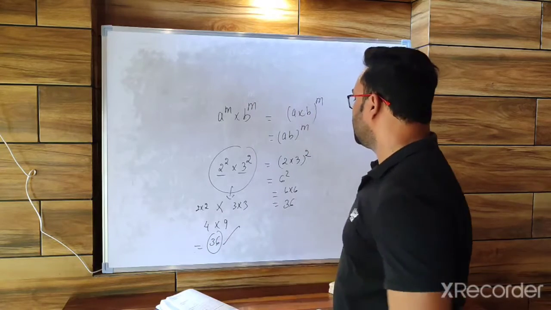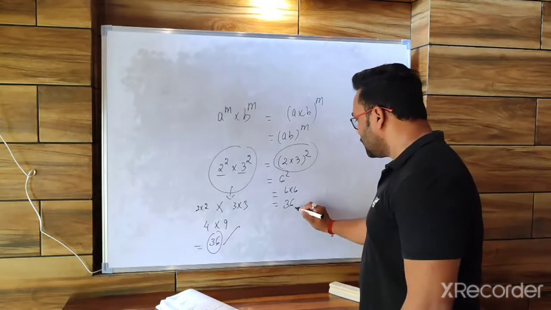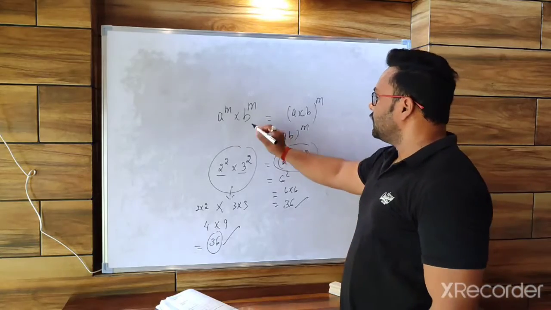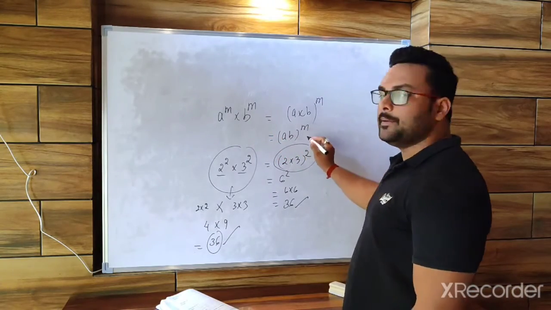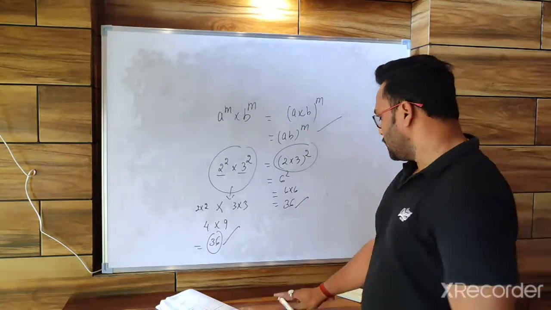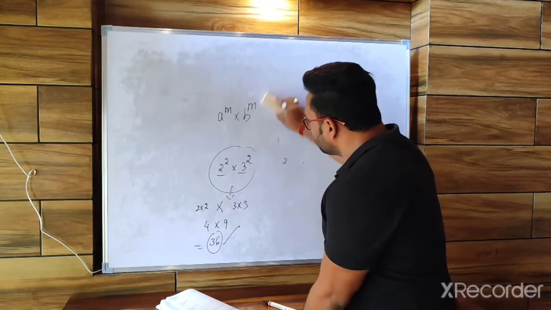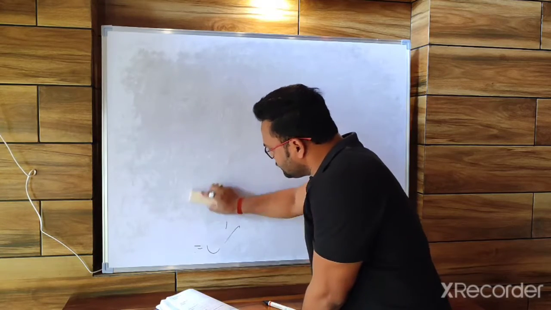Here also we are getting 36, and if we generalize it in a formula, a to the power m into b to the power m is equal to (ab) to the power m. Together we can write it, there is no problem at all. Okay, so I hope you understood this. Now we will see the next property.